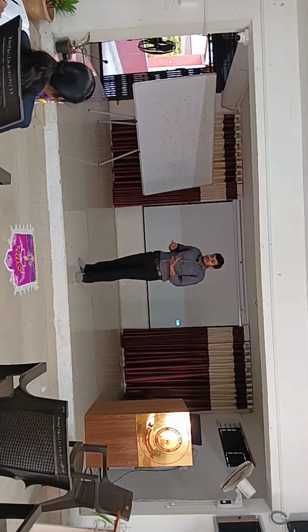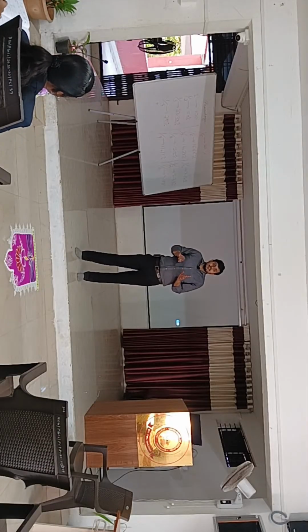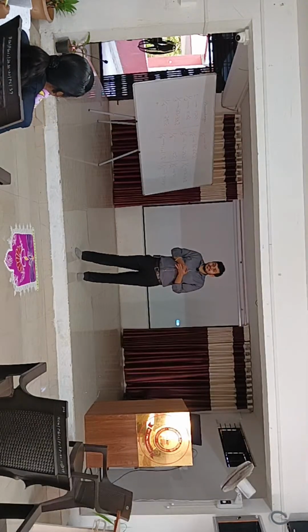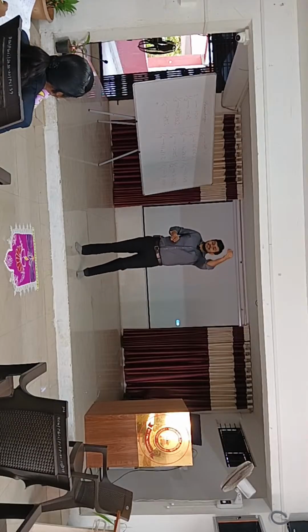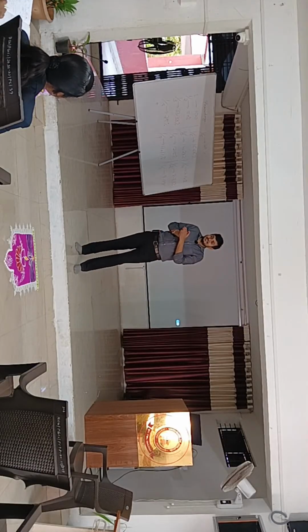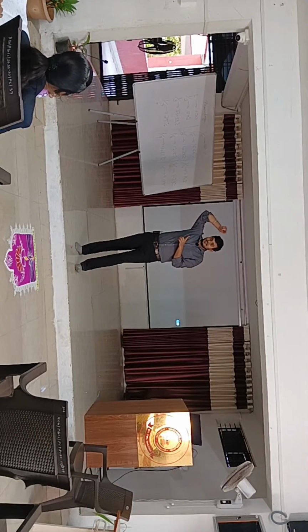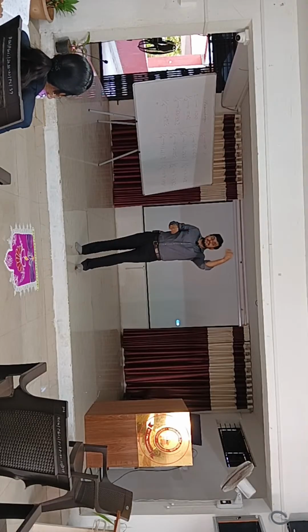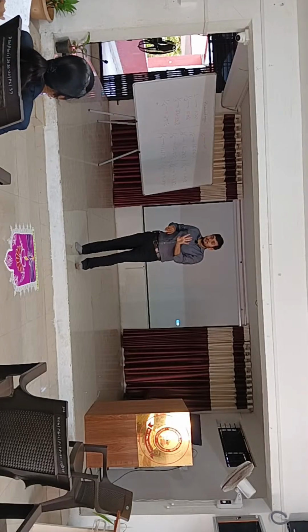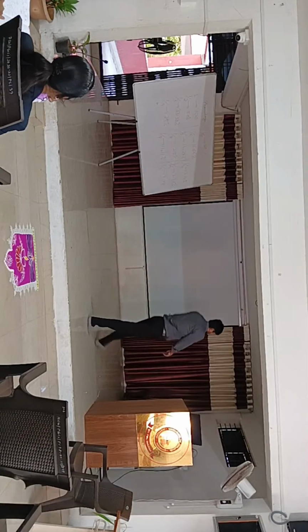So 1 by 9 is how much? 11.11. 2 by 9. 3 by 9. 3 by 9 is nothing but 1 by 3. Are you understanding this? If you got 4 by 5, then 4 by 9 is 44.44. Okay.